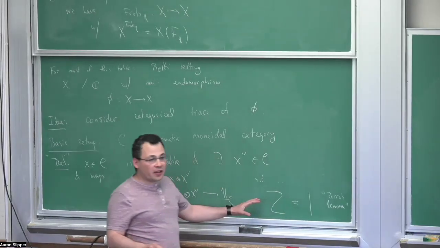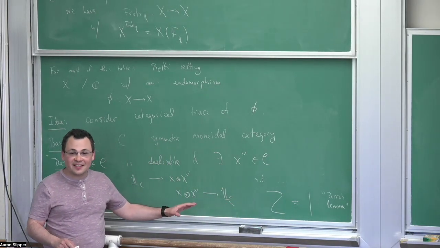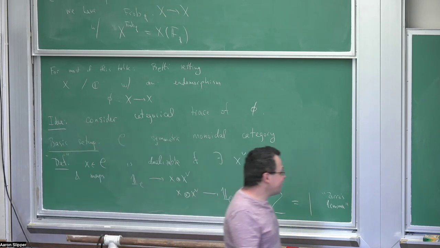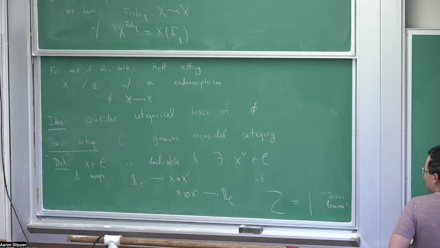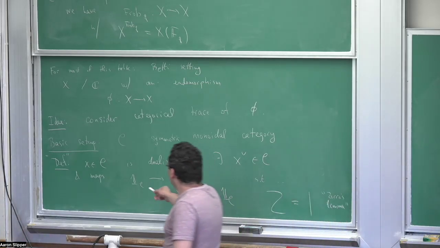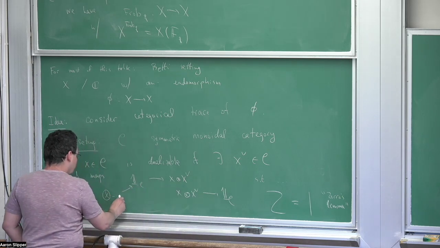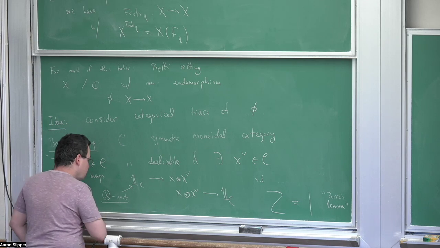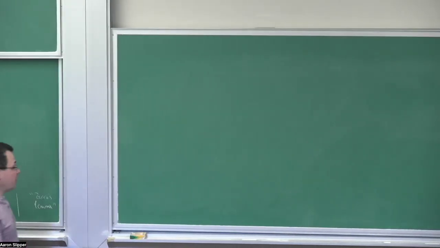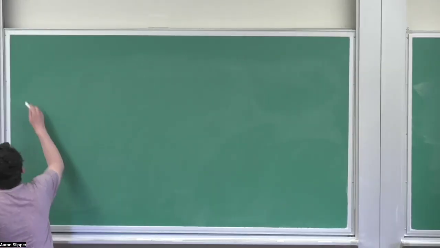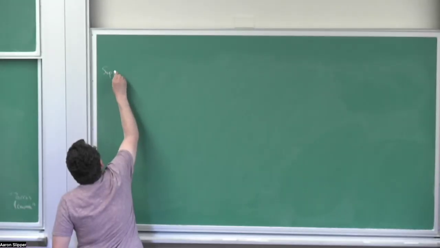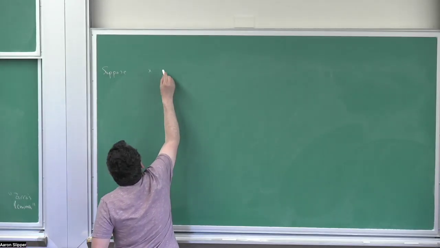I don't know. Is everybody okay with this? I can write down what this means. Here 1 means the object, the tensor unit. Okay, so we have that, and then suppose X is dualizable.